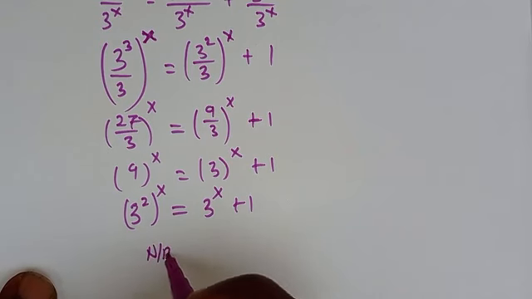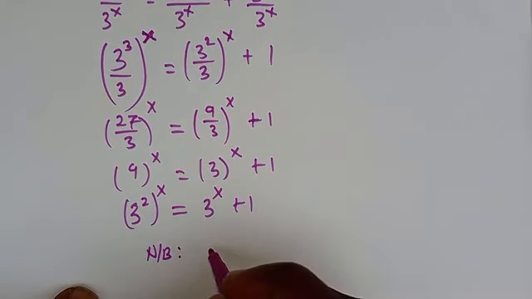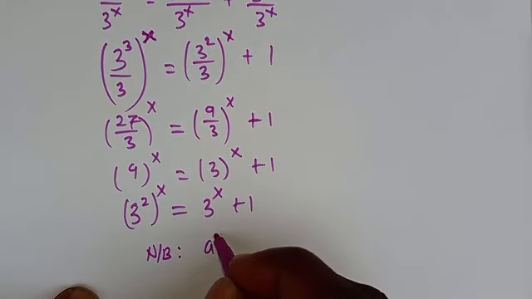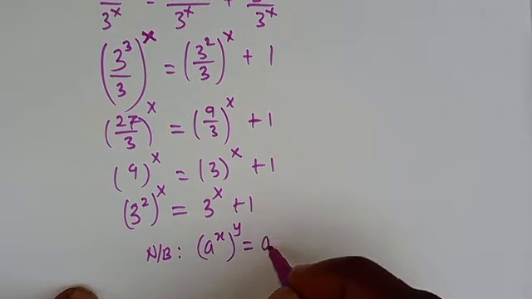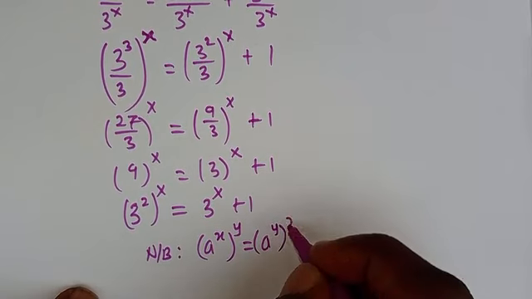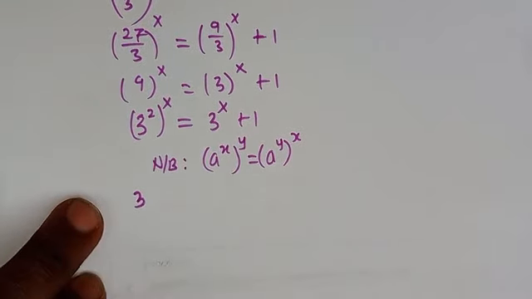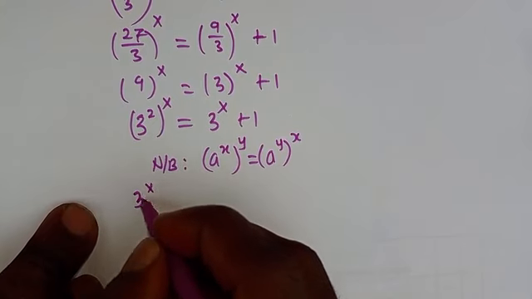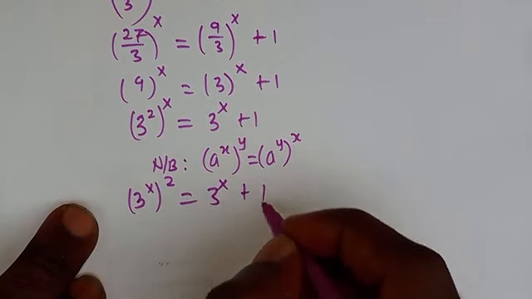Now I can rearrange from this. Note that from the law of indices, when you have a to power x to power y, you can rewrite it as a to power y, then x will go. So we are going to apply it here. So this will be 3 to power x, then to power 2 equals 3 to power x plus 1.